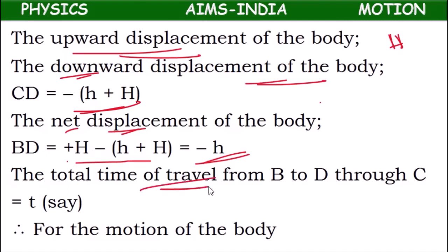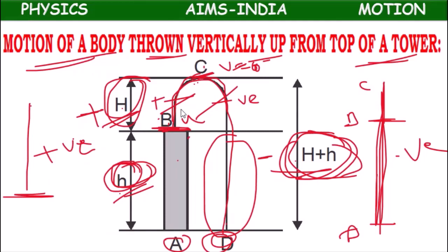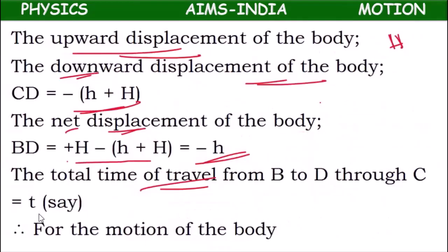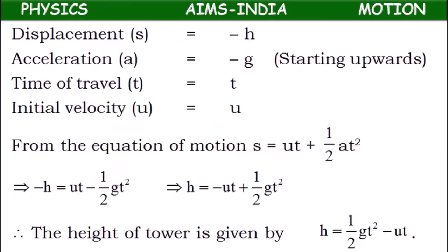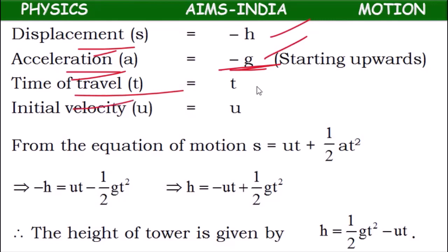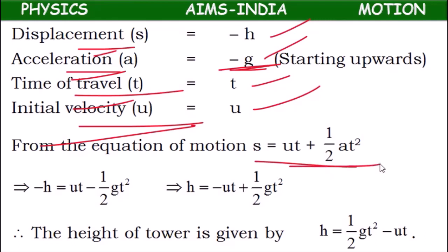Total time from B to D, let it be small t. So the displacement is minus h, and the acceleration, finally it is falling downwards. Starting is upwards, but finally falling downwards, so minus g. Time of travel is small t, initial velocity is u. So we have the equation s equals ut plus half at square.